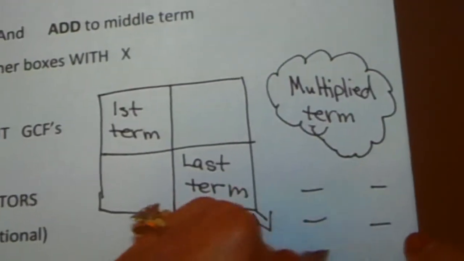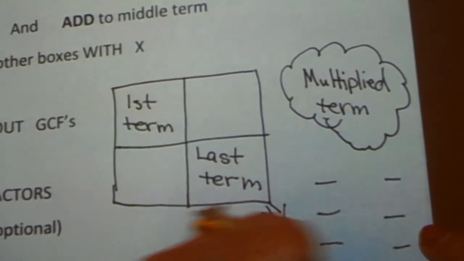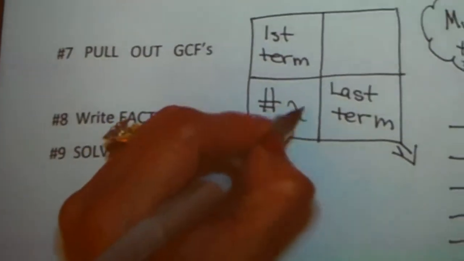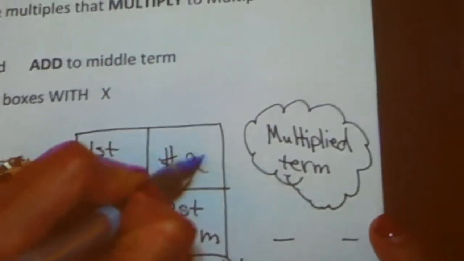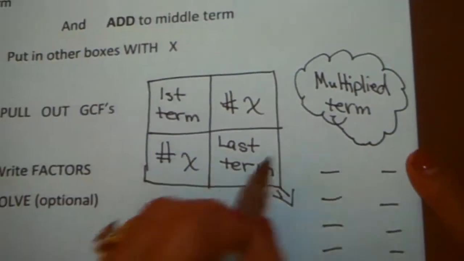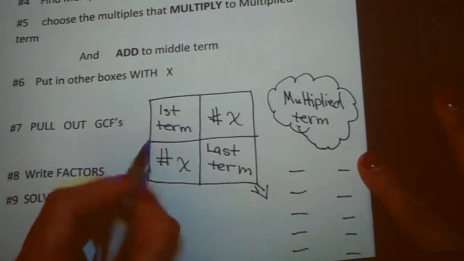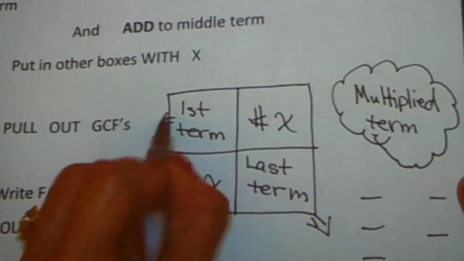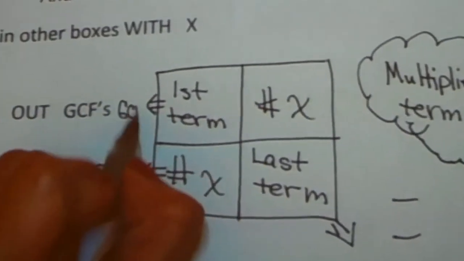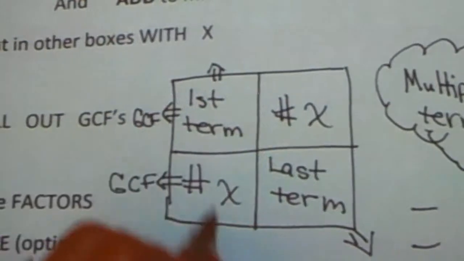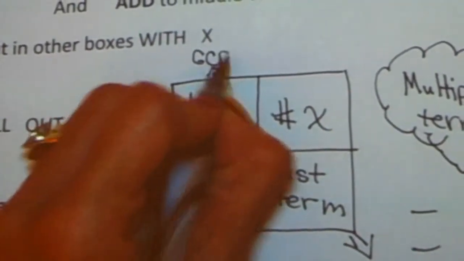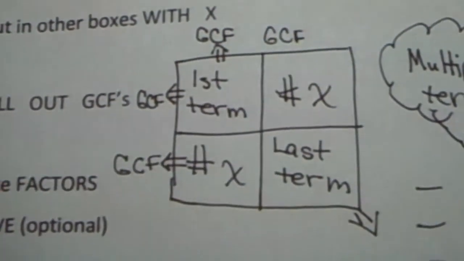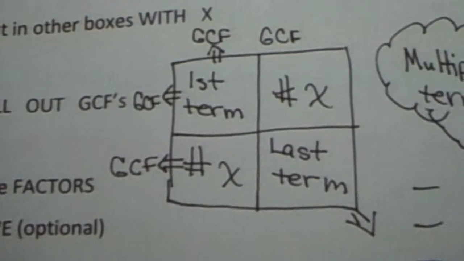Here are some blanks. I will go over this in 1 second. Now put in this box number x, number x, from here all the way to the left. G, C, F, another arrow pointing outward. G, C, F, another arrow going up. G, C, F, and another arrow going up. G, C, F. So take a picture of this and take a look at this.